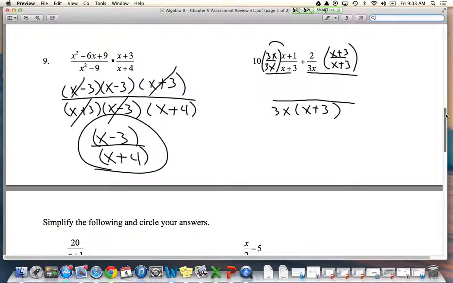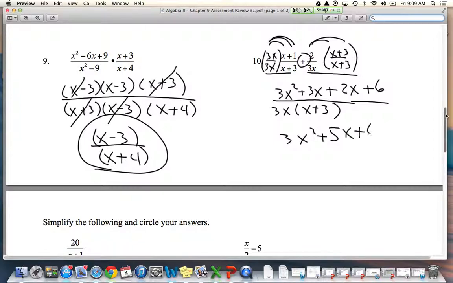Okay, now I'm just going to do some distributing. 3x times x is 3x squared. And then 3x times 1 is plus 3x. And then it's a plus sign right here. So plus, same thing over here. 2 times x is 2x, and 2 times 3 is 6. Alright, now I'm going to combine some things and see if anything can cancel out here. We can do some factoring. Let's see here. So I know the top now is 3x squared plus a 5x plus 6. The bottom, a 3x and x plus 3.